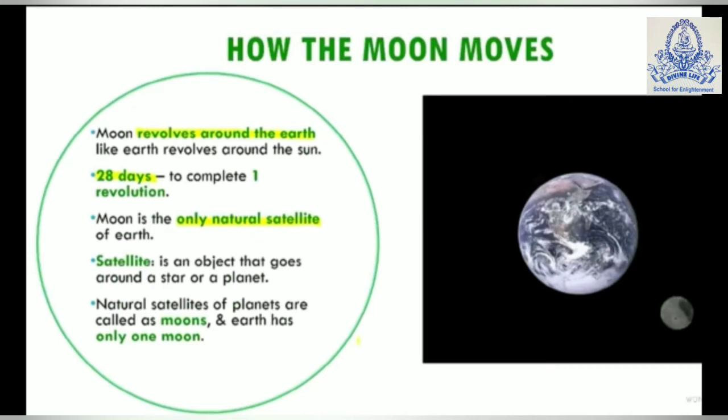So students, now you know that the moon revolves around the earth like the earth revolves around the sun. It completes one revolution in 28 days. The moon is the only natural satellite of the earth. Satellite means an object that goes around a star or a planet, and earth has only one moon.